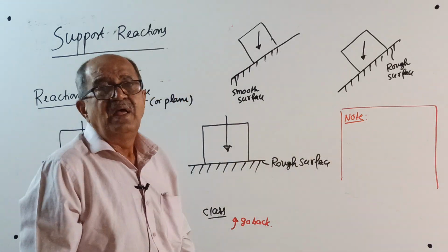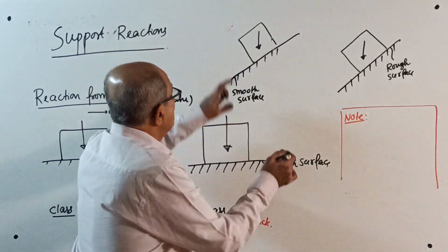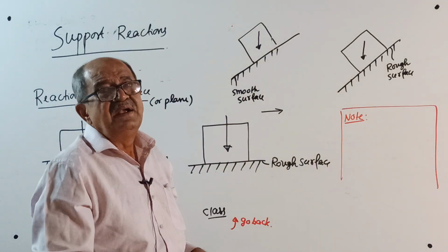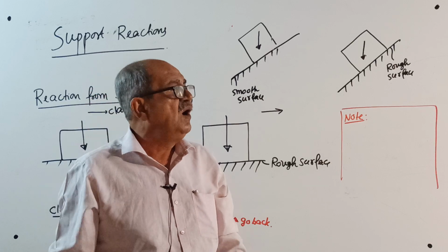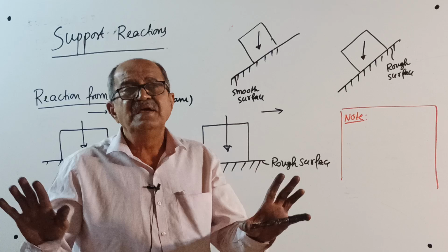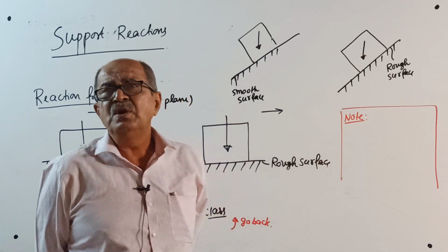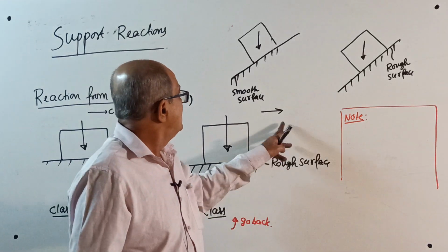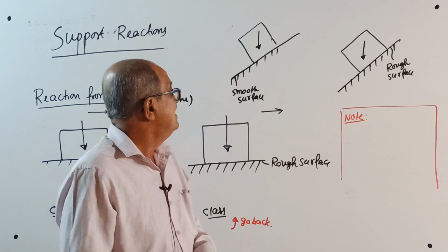And as I told you, the most important statement: reaction will come when displacement is either fully prevented or partially prevented. No reaction if displacement is allowed. I told you, no reaction if displacement is allowed. I will give a small example for the partial case.